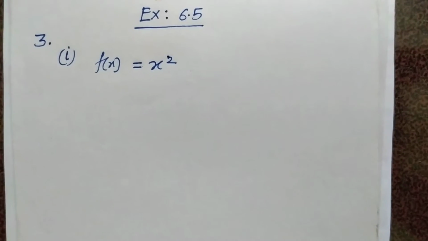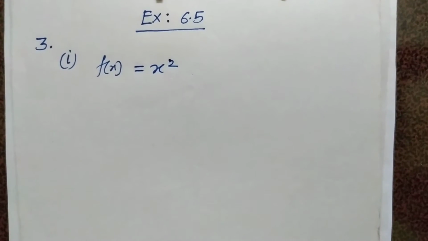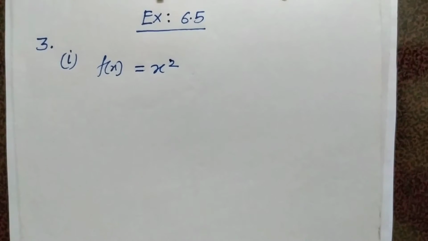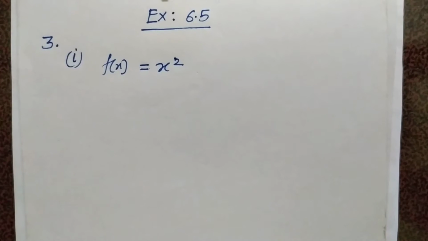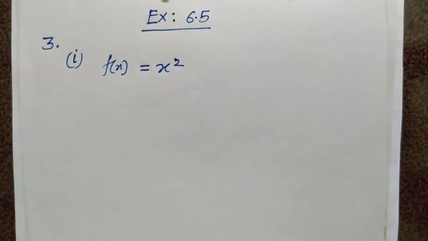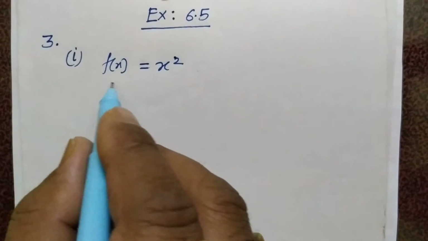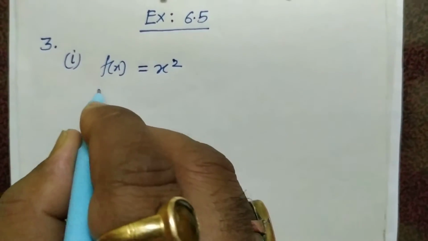Hello students, we are going to solve question number 3 of exercise 6.5. We have to find the local maxima and minima, the local maximum value and local minimum value of this function. So we have the first function as f(x) equal to x square.